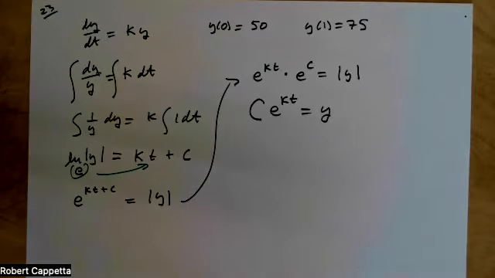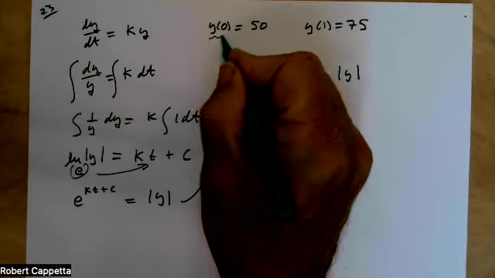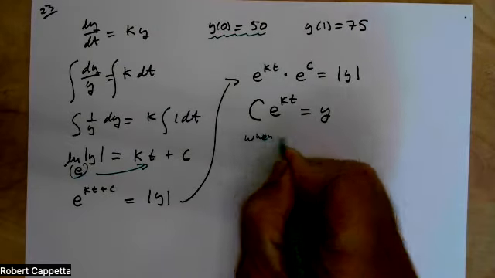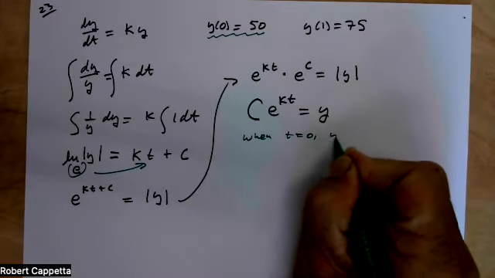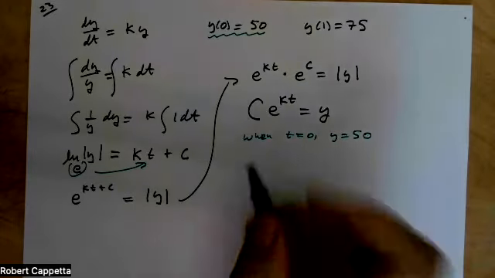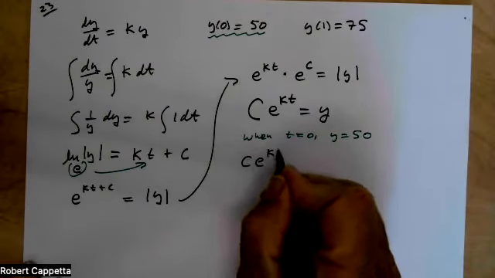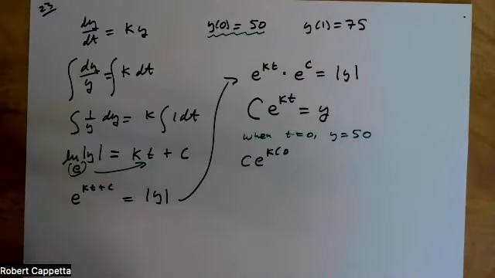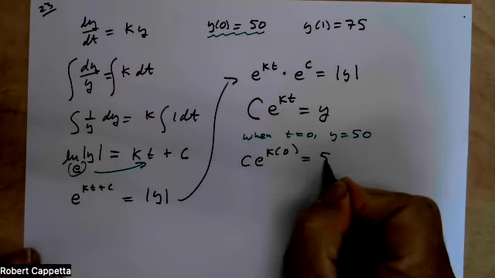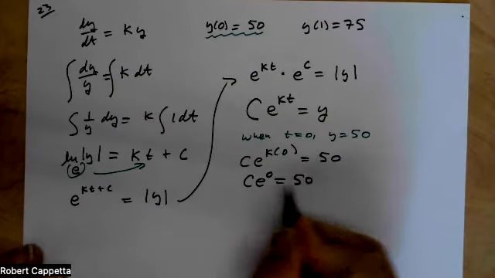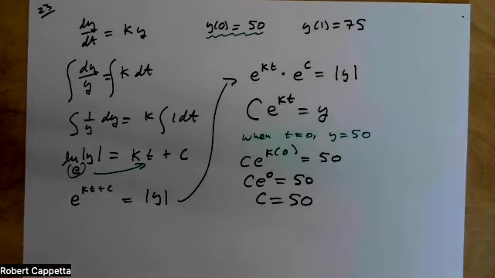Okay, now what am I given? Two bits of information here on this differential equation. y of 0 equals 50, which means when t equals 0, y equals 50. So if I plug in a t of 0, I get c e to the k times 0 equals y. What is y? y is 50. So c e to the 0 equals 50. e to the 0 is 1, so we get c equals 50.